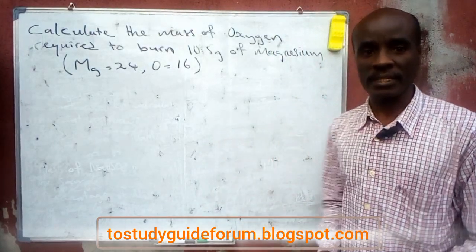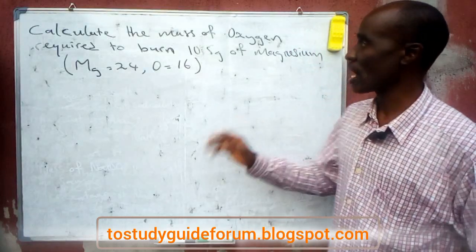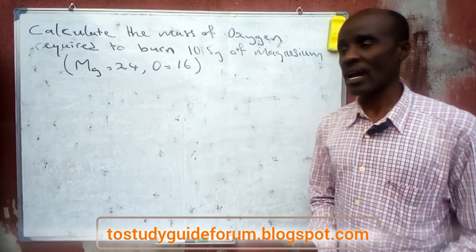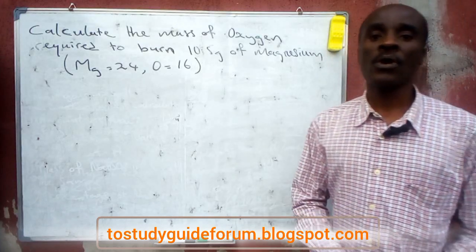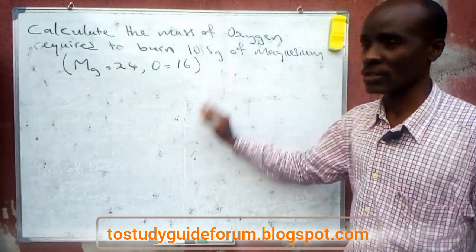Today we'll be looking at a question. This question has to do with, if you look at it, calculating the mass of oxygen required to burn 10.5 grams of magnesium. We have the relative atomic mass of magnesium and the relative atomic mass of oxygen.